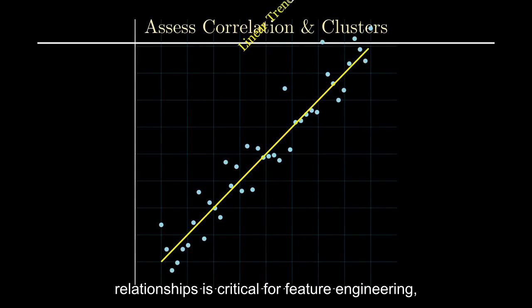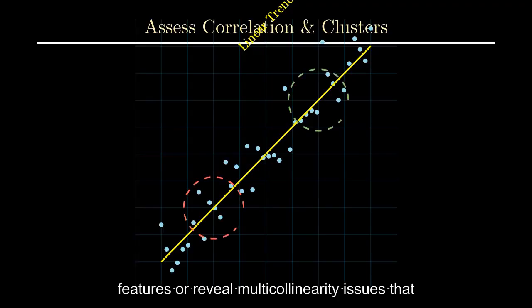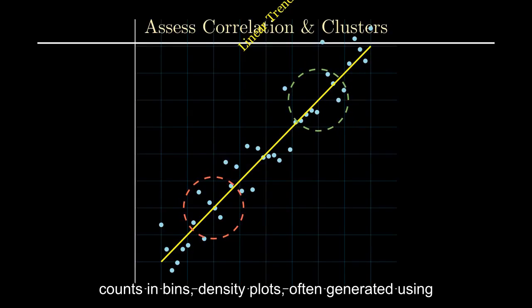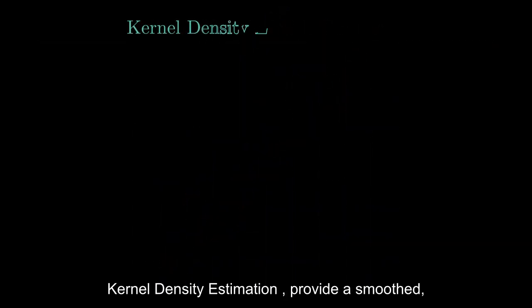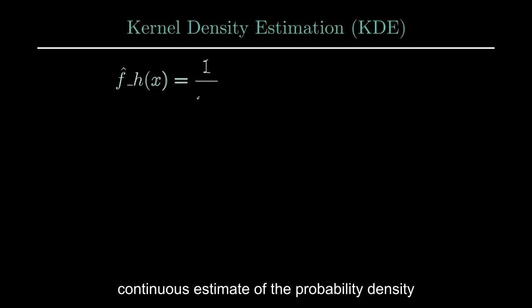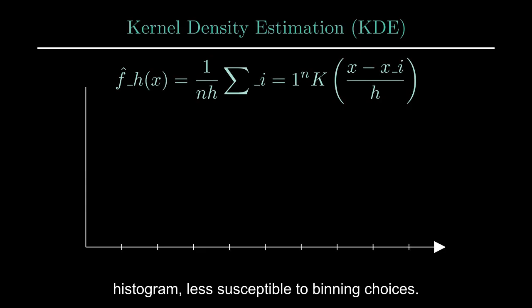Identifying these relationships is critical for feature engineering, as it can inspire the creation of new interaction features or reveal multicollinearity issues that might affect your model. While histograms show counts in bins, density plots, often generated using kernel density estimation, provide a smooth, continuous estimate of the probability density function of a variable. Think of it as a refined histogram, less susceptible to binning choices.